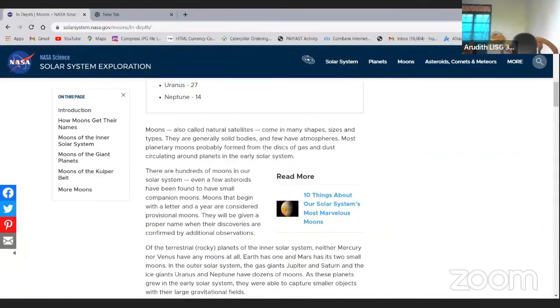Even galaxies have some natural satellites. The Andromeda galaxy has a satellite galaxy, its name is Triangulum galaxy. No, those are called satellite galaxies. I'm talking about satellite celestial bodies that are orbiting planets. Those I will talk about when I'm talking about galaxies, Arudit.